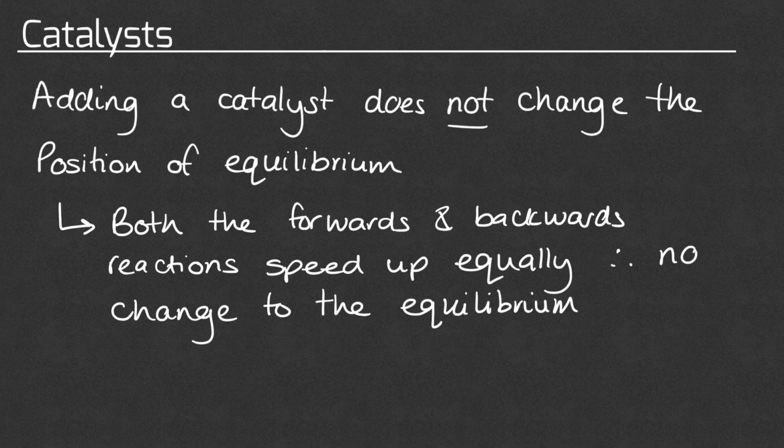This is because it will speed up both the forwards and backwards reactions equally, so therefore there'll be no change overall. We're going to start off by looking at what happens if we change the concentration of a chemical in an equilibrium.